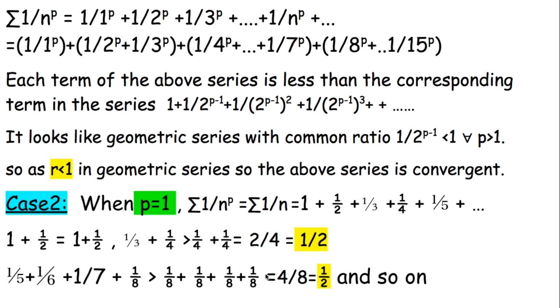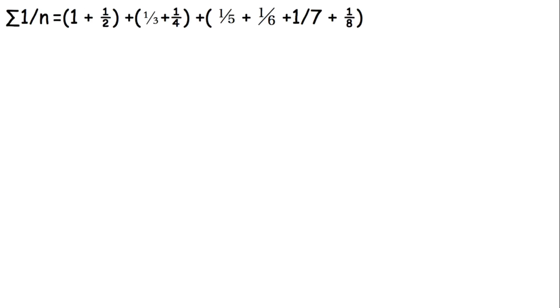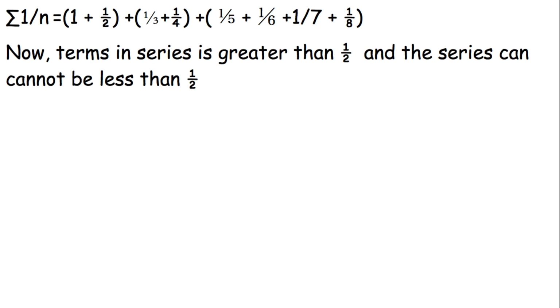So in order to relate with it, we will now get the right hand side equals 4 by 8 equals 1 by 2, and so on. We will do this for the other terms too. Then we will find that in the last, the terms in the series are greater than 1 by 2, and the series cannot be less than 1 by 2.